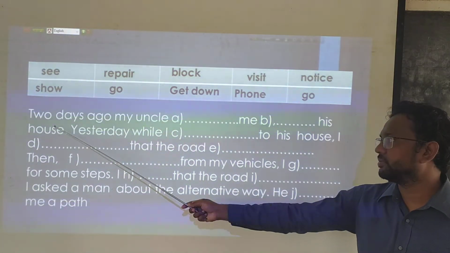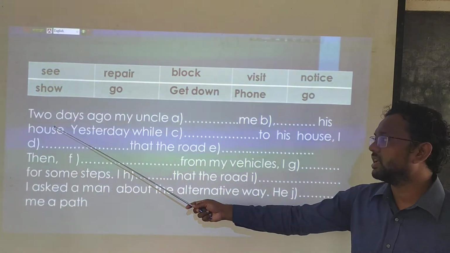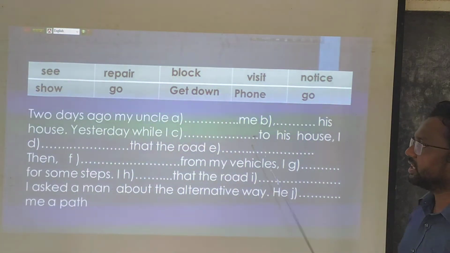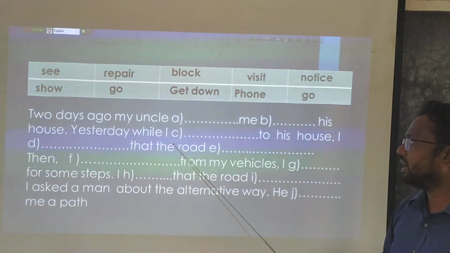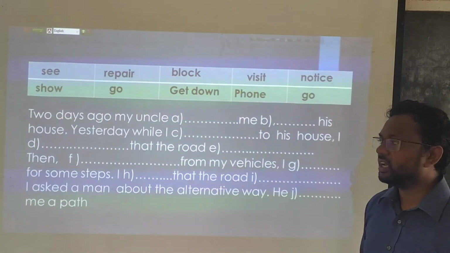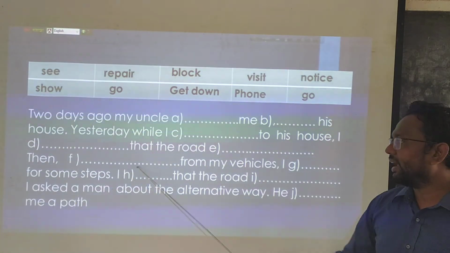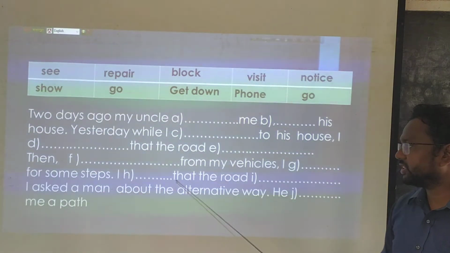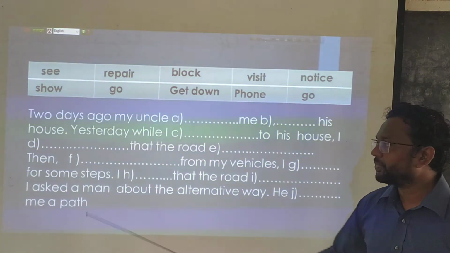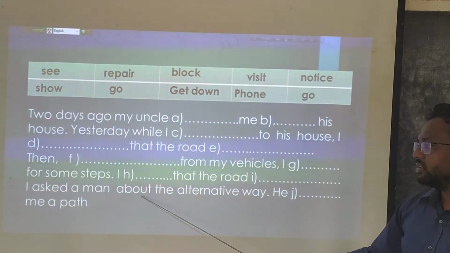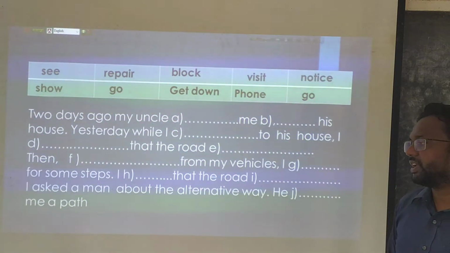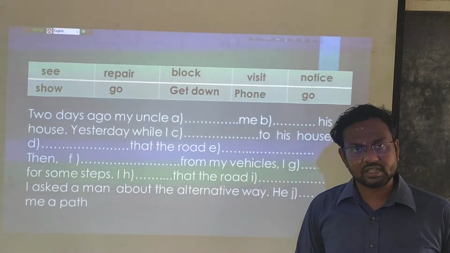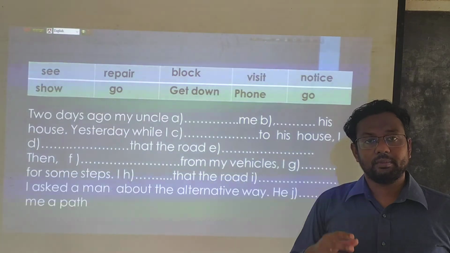I will try to read out this passage. Here we find: two days ago, my uncle dash me dash his house. Yesterday, while I dash to his house, I dash that the road dash. Then I dash from my vehicle and I dash for some steps. Dash that the road dash. I asked a man about the alternative way. He dash me about. Dear students, after reading this passage, we have to make sense of it.